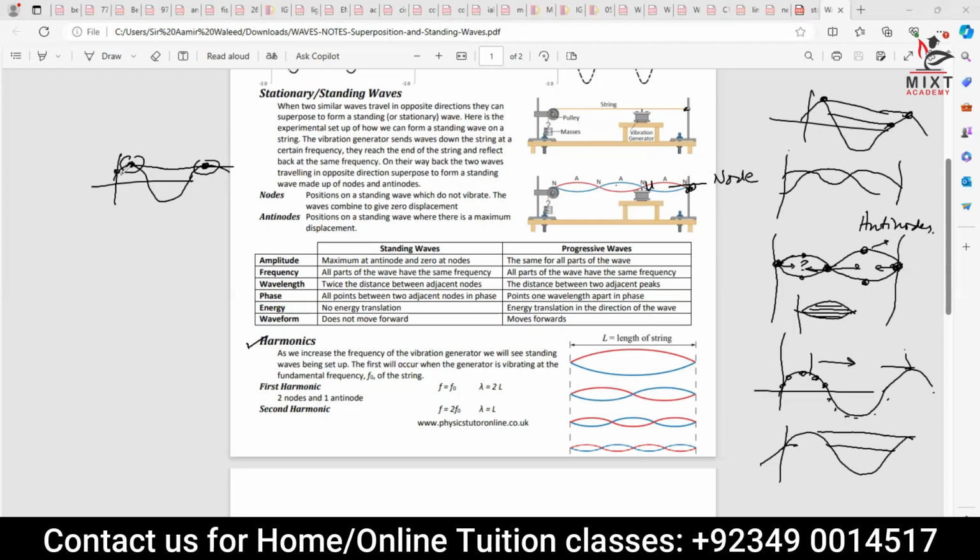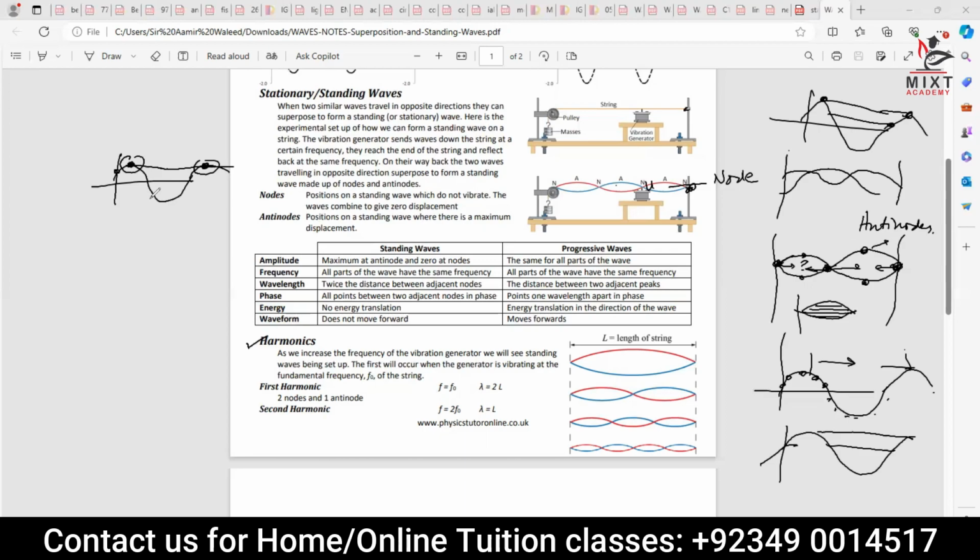Adjacent antinodes are not in phase? Adjacent antinodes are in phase, same like adjacent nodes are in phase. So the points between two different antinodes are also in phase.